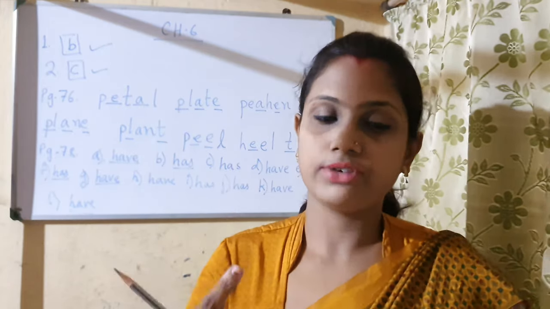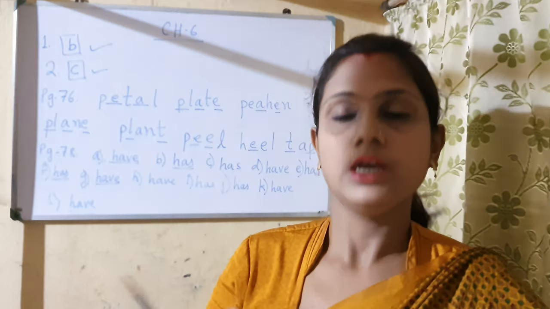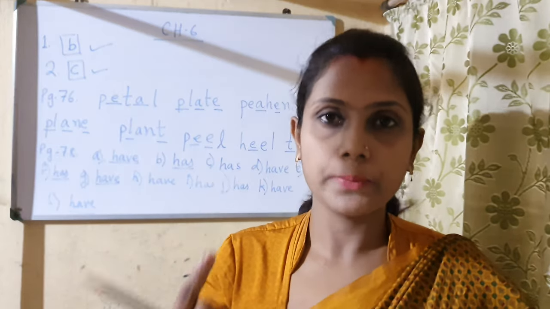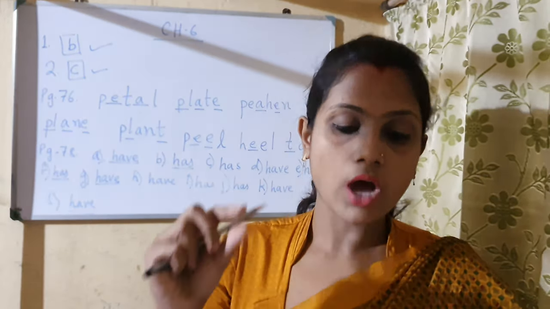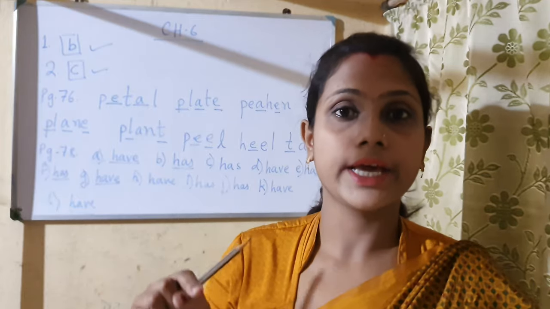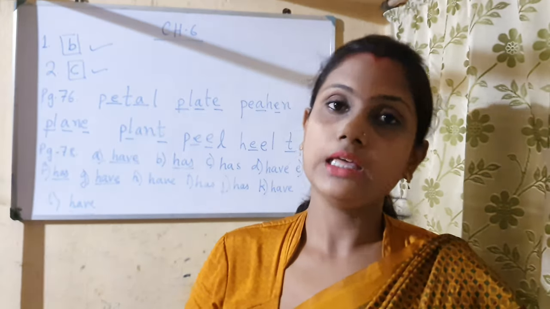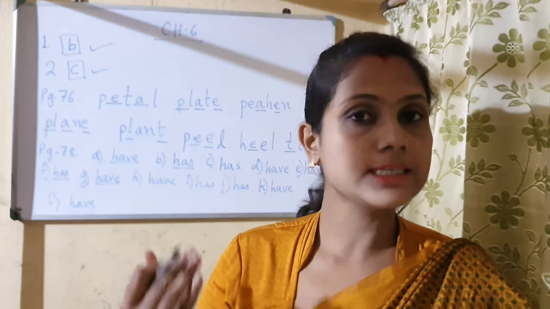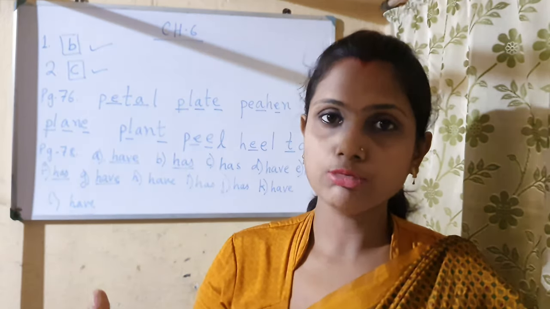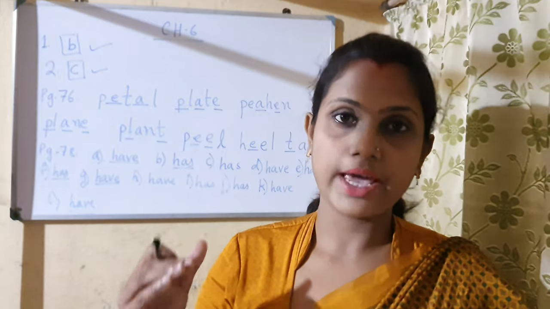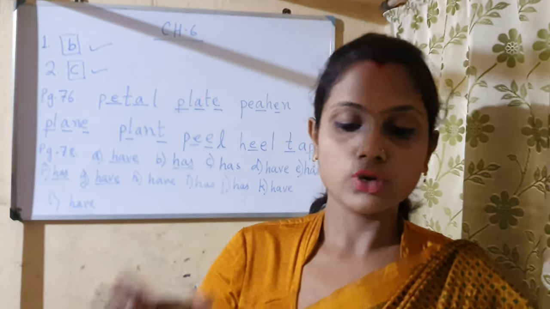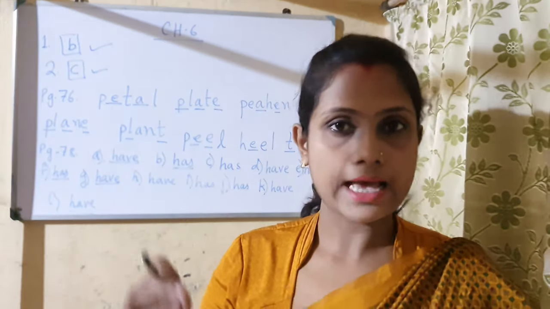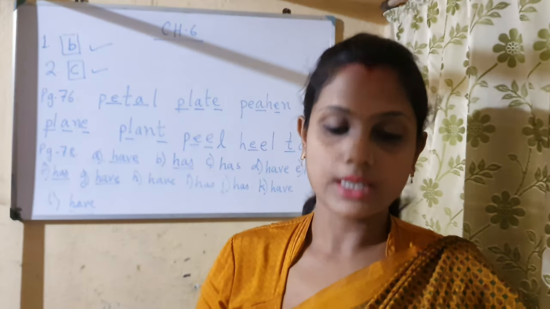So it is talking about one elephant. When it is telling about one person, one elephant, after that you have to write has. And if it is talking about many things like mice, mice is plural, so there are many mouse, so mice have. So you have to correctly place the has or have beside the subject.